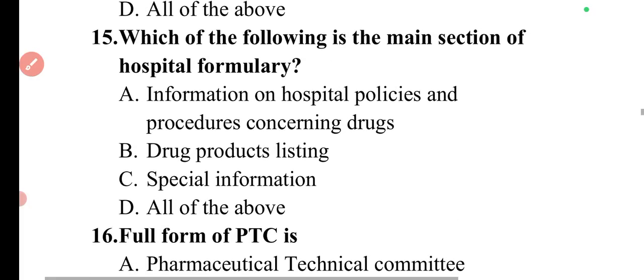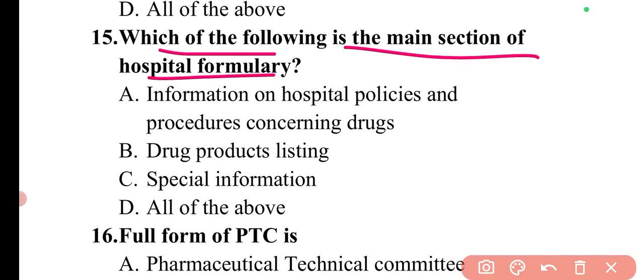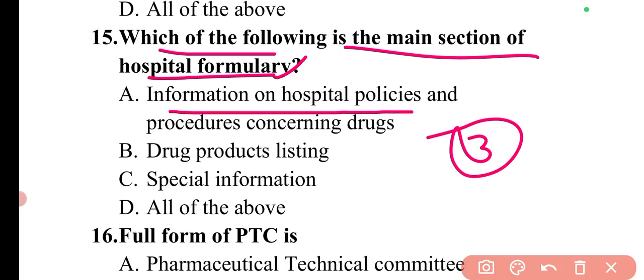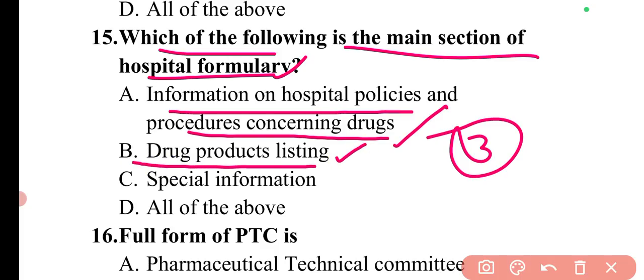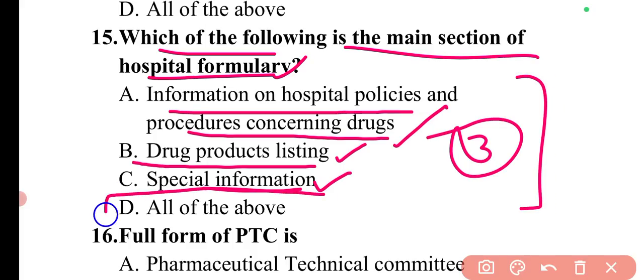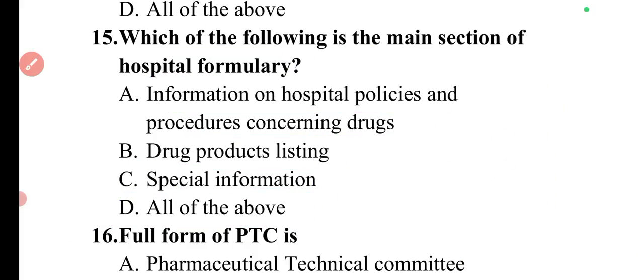Then moving to the next question. Which of the following is the main section of hospital formulary? Basically, the hospital formulary has three main sections. The first one is information on hospital policies and procedures concerning drugs. Another section is the drug products listing: what are the different products that are in the hospital? Then there can be special information regarding different policies, different drugs, and other information. So these are the three main sections of hospital formulary. So here option D, all of the above, is the correct answer.